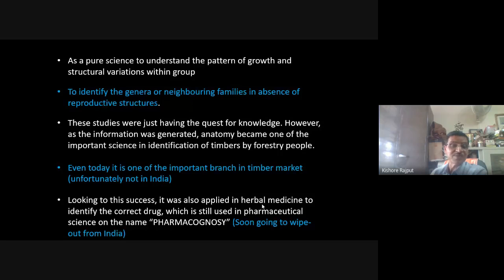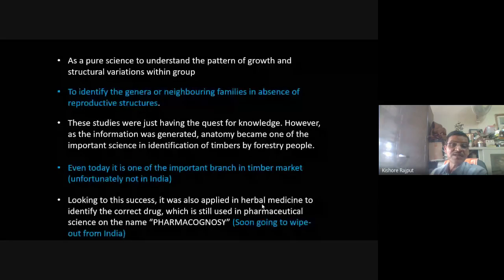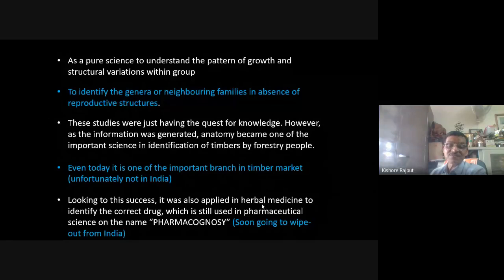Even today we use this application. These studies were just a quest for knowledge, with no commercial interest. And since commercial interest developed, this subject has gone down, and in the Indian scenario it is almost wiped out. Very few people are working on plant anatomy.